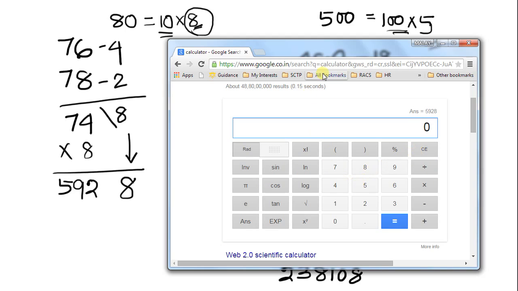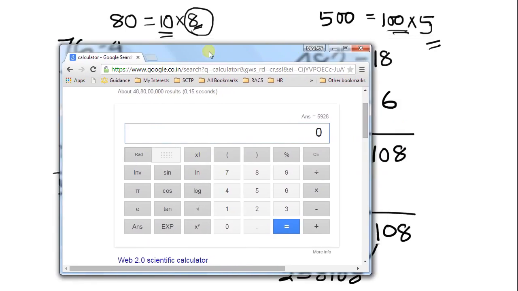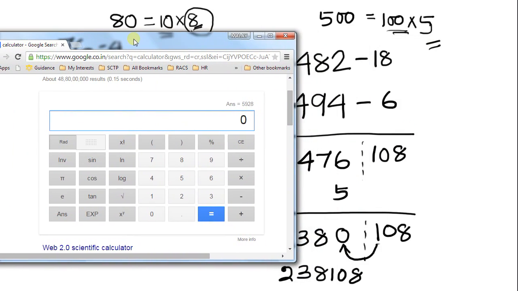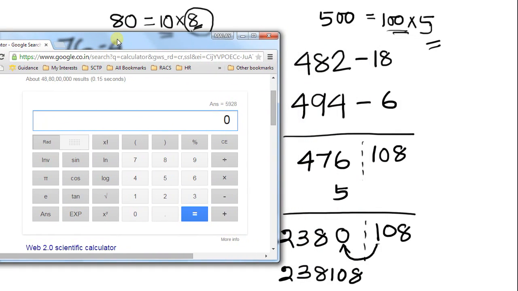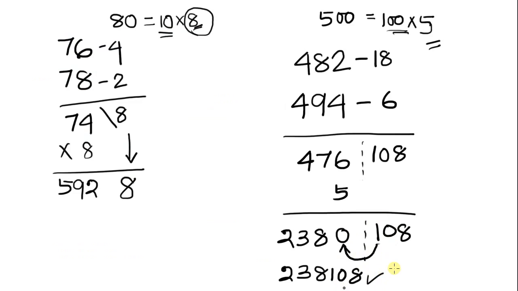So let's check this out in a calculator. My numbers were, just keep the calculator aside so that I can see the numbers. Right? 482 into 494. So 238108. That's our answer. Right? So this works for all the cases. Now the base is 500. You can try with any other number applying the same principle.